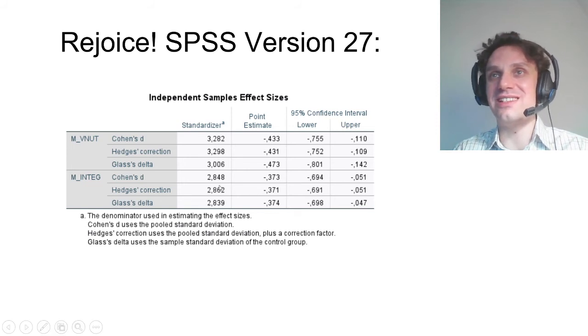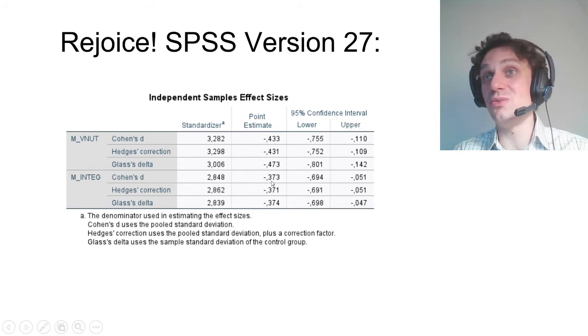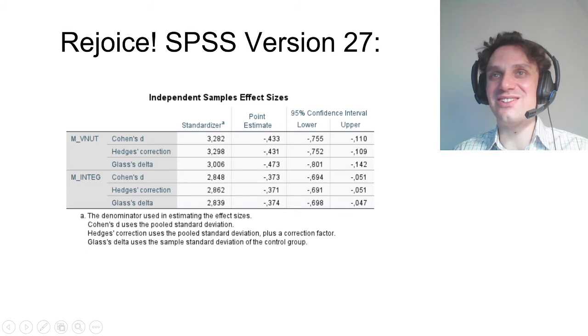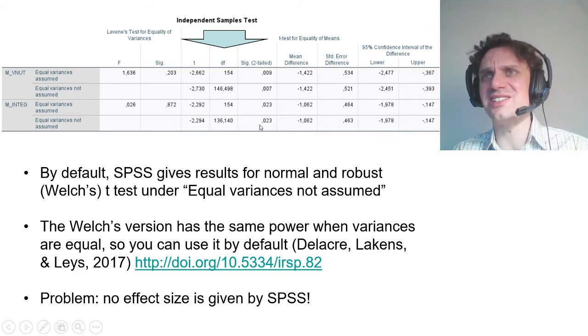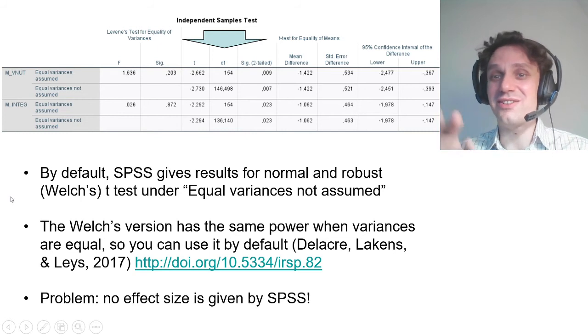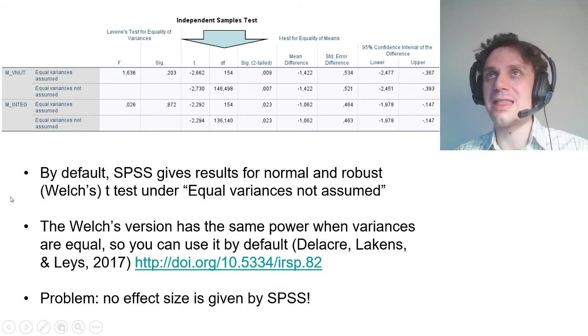So for integrated motivation, the effect is a little bit weaker. It's minus 0.37, and the confidence interval is fairly close to 0. And this also corresponds to our previous results here, where the significance level was only p less than 0.05. So not a strong effect and not a very trustworthy result.